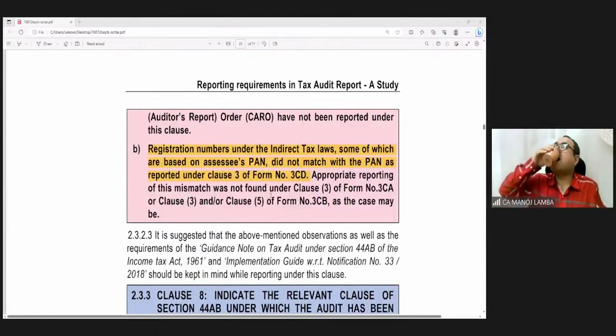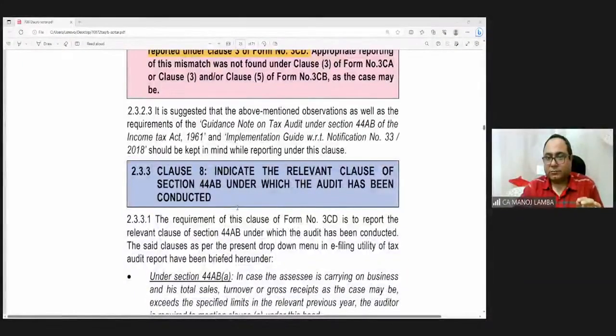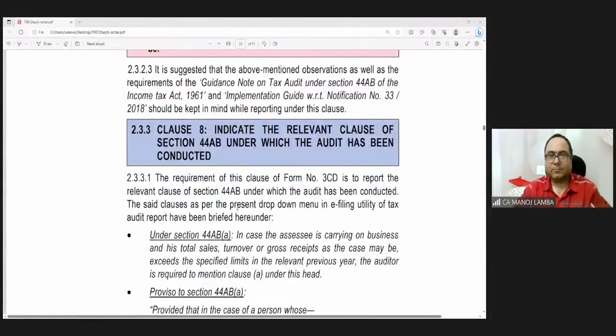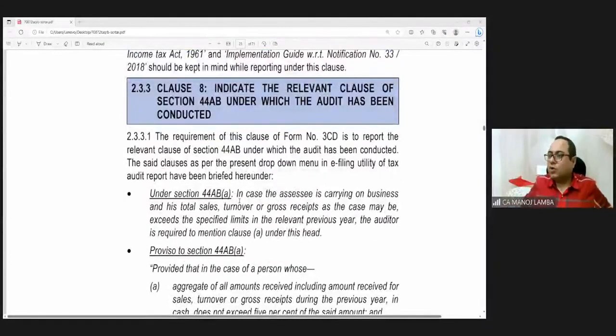Moving further. Now come to clause 8, after clause 4. That is a very important clause, which is also referred to by the Vice Chairman of the Board, CA Shekhar Chitale, on how to pick a particular clause. Many members commit mistakes in that. There is a lot of complexity involved in choosing a particular clause, and a lot of application of mind is needed here, so that the particular clause of section 44AB is ticked correctly.